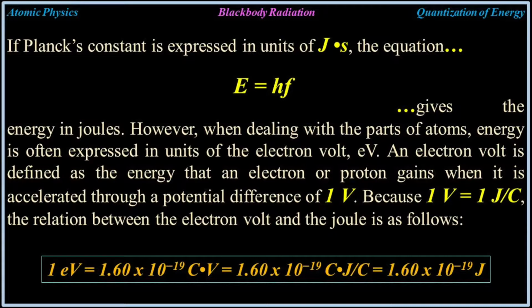An electron volt is defined as the energy that an electron or proton gains when it is accelerated through a potential difference of 1 volt. Because 1 volt equals 1 joule per coulomb, the relation between the electron volt and the joule is as follows. 1 electron volt equals 1.60 times 10 to the negative 19 coulomb volts, equals 1.60 times 10 to the negative 19 coulomb joules per coulomb, equals 1.60 times 10 to the negative 19 joules.